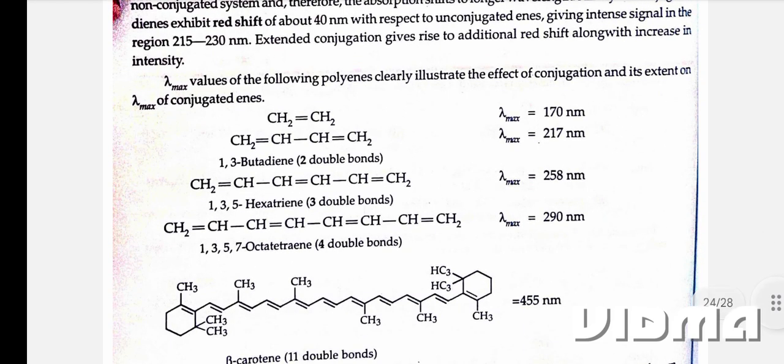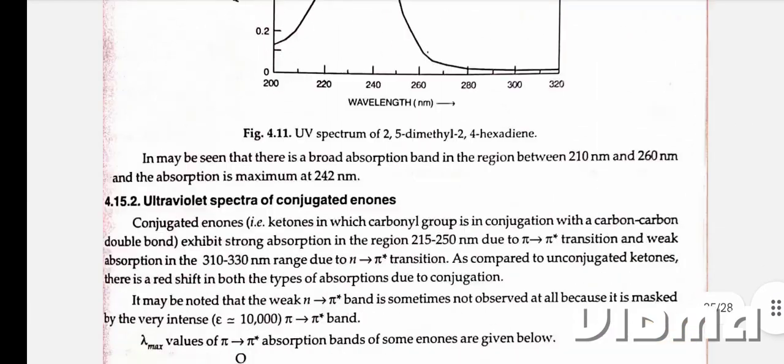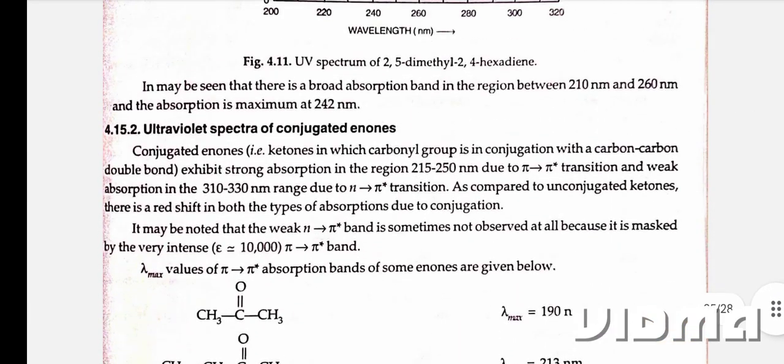Lambda maximum values of the following polyenes clearly illustrate the effect of conjugation and its extent on lambda maximum of conjugated enes. It may be seen that there is a broad absorption band in the region between 210 nanometer and 260 nanometer, and the absorption is maximum at 245 nanometer, 242 nanometer. Ultraviolet spectra of conjugated enones.